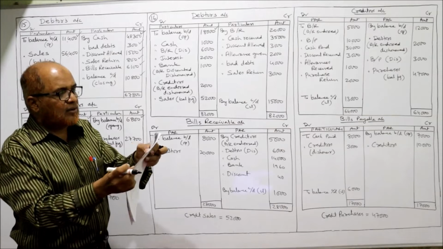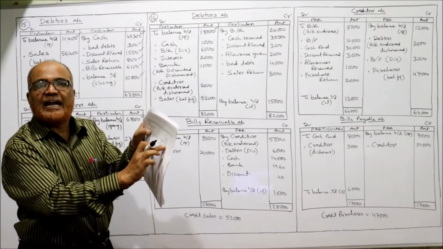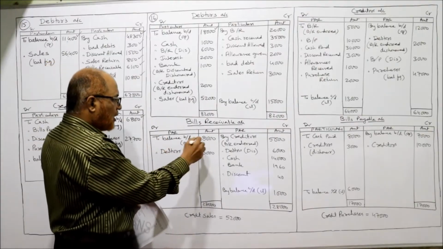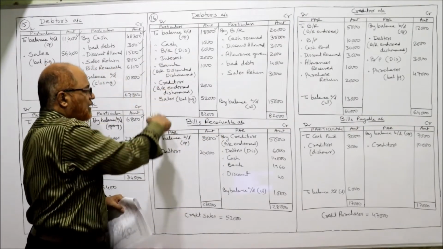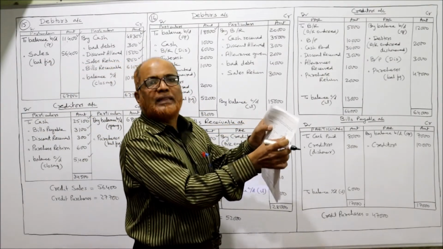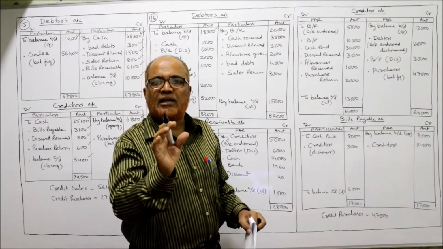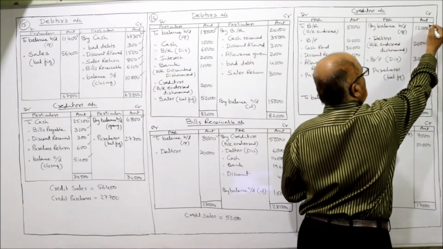Now opening balance of bills receivable. Bills receivable opening balance 8,000. So to balance brought down opening 8,000. Both are assets. Both will be taken debit side to balance brought down. Now come to creditors. Opening creditors 12,000. Creditor is a liability. It will show credit balance. So credit side by balance brought down 12,000.